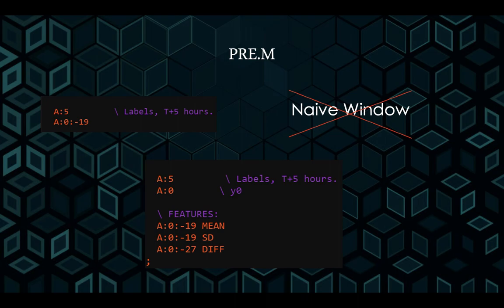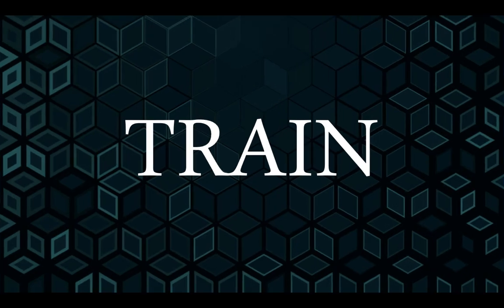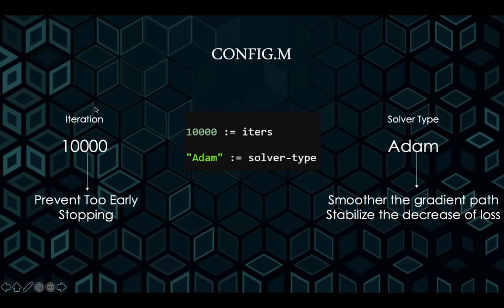So we tried other features like standard deviation, mean, and difference, and it reduced the test loss significantly. Here, we are moving to the train stage. We are using 10,000 iterations to prevent too early stopping. Solver type here is Adam because it could stabilize the decrease of loss.